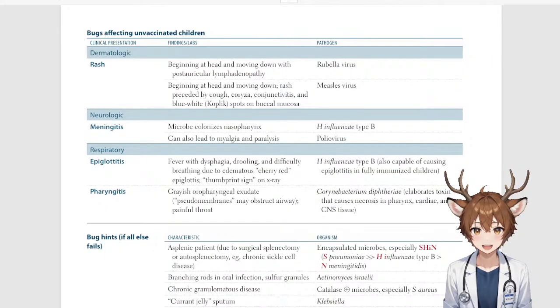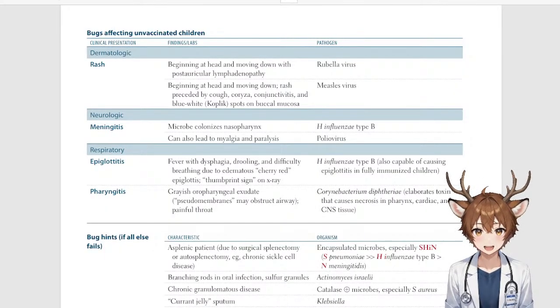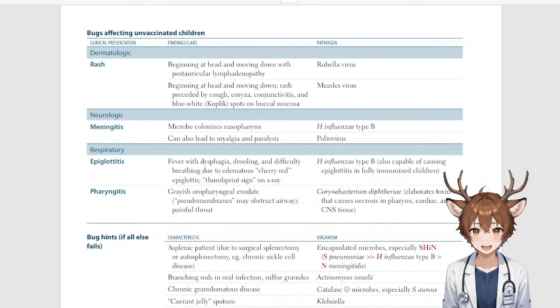Yeah, your book is a little bit more specific on that. So it may obstruct airways, painful throat, and it says it elaborates a toxin that causes necrosis in pharynx, cardiac, and CNS tissue. Okay.